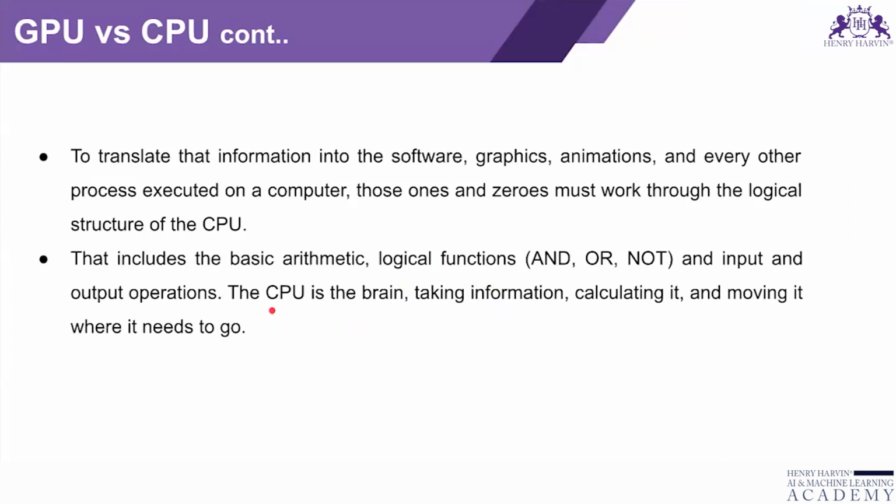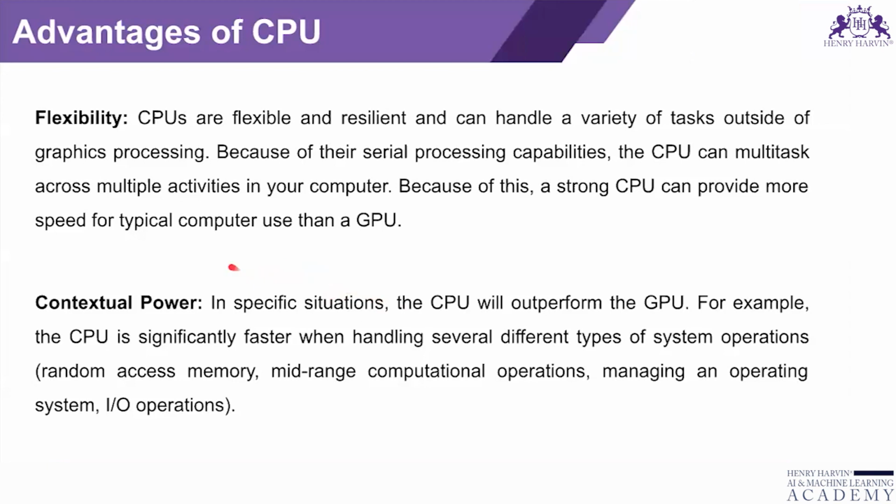What are the advantages? The CPU is more flexible and resilient to handle a variety of tasks outside graphics processing. If we want to process image data, there may be some lagging or it may take more time, because bitwise operation is numerical analysis, that means numerical processing, and graphics is non-numerical processing. So the CPU is known for serial or numerical-level processing, but not for graphical processing.